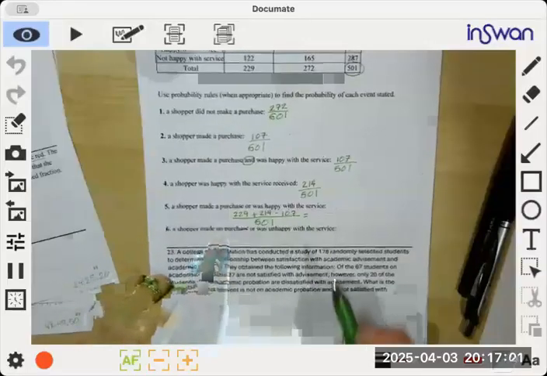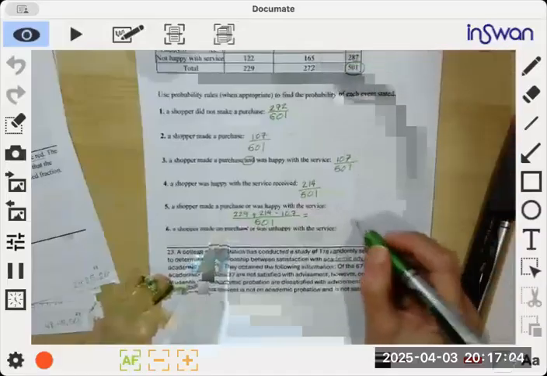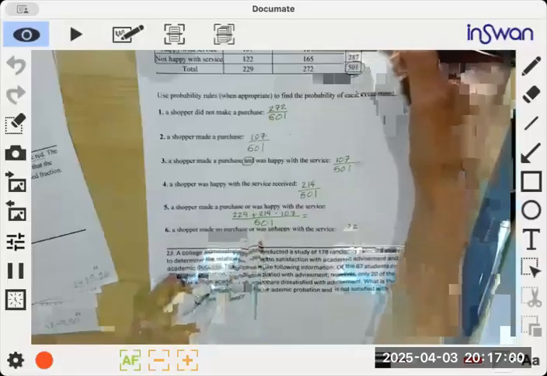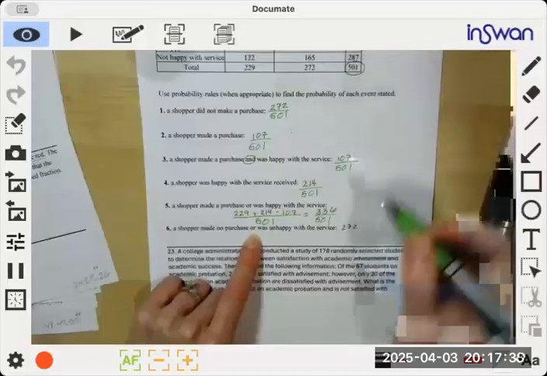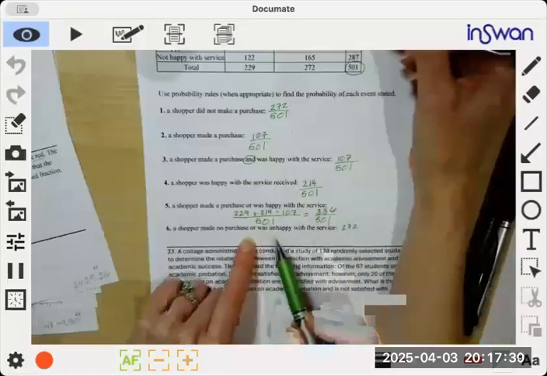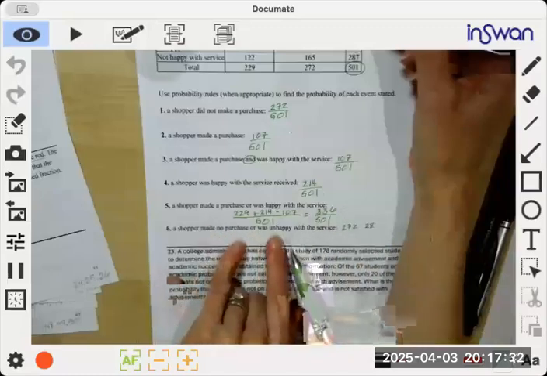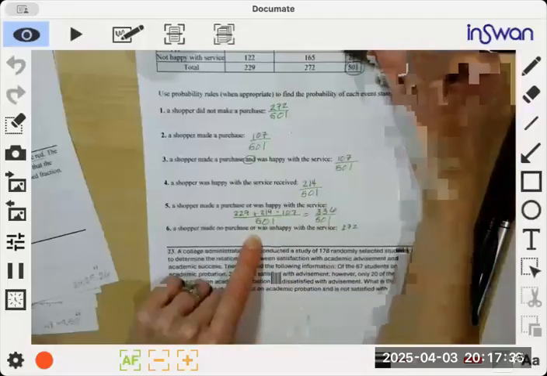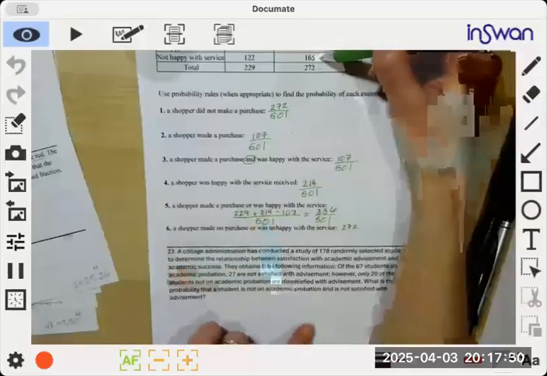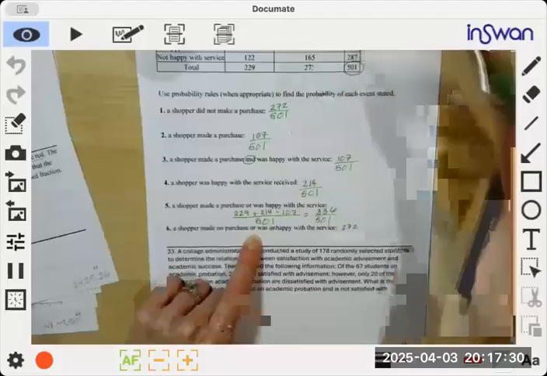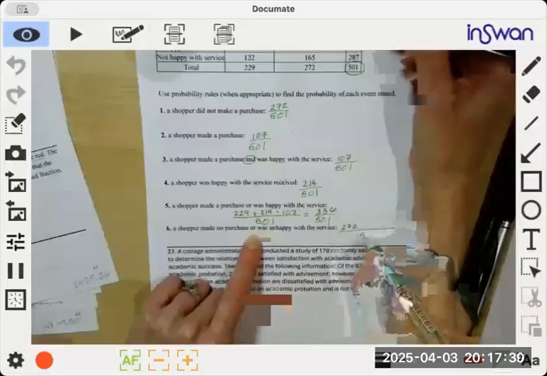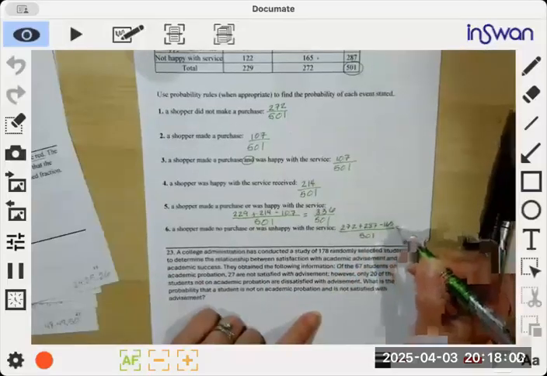Okay, so the shopper did not make a purchase, that's 272, or was unhappy. Not happy is 287. But there are people who did not make a purchase and were unhappy. You don't want to count that twice, because we counted it going across and down. So we're going to minus out that 165. So the shopper made no purchase was 272.